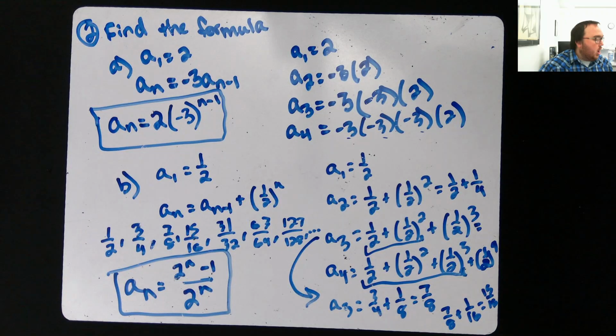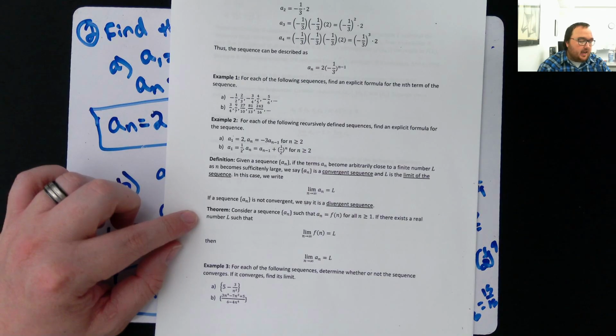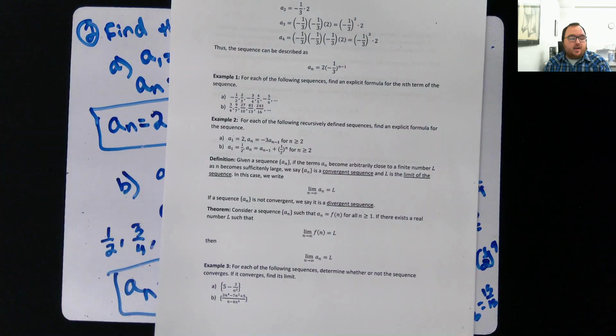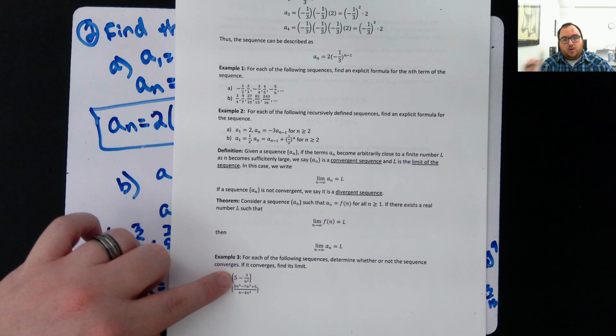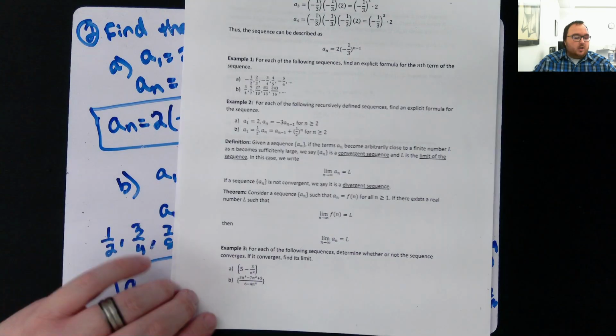Oh, and then the theorem right here pretty much is saying what I just said. Consider a sequence a(n) such that a(n) is equal to f of n for all n greater than or equal to 1. If there exists a real number L such that the limit as n goes to infinity of f(n) is equal to L, then the limit as n goes to infinity of a(n) is equal to L. Basically what it means is I can just take the limit of this stuff right here and it'll tell me what happens. That's all that says. I know it seems like a lot of words to not say very much, but that's it. So let me show you what this means.